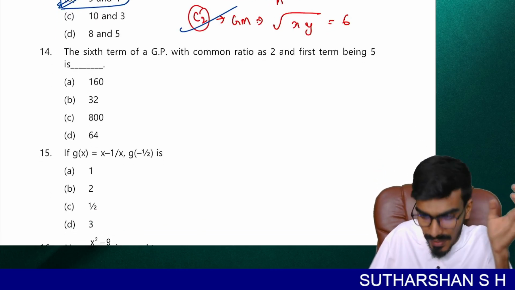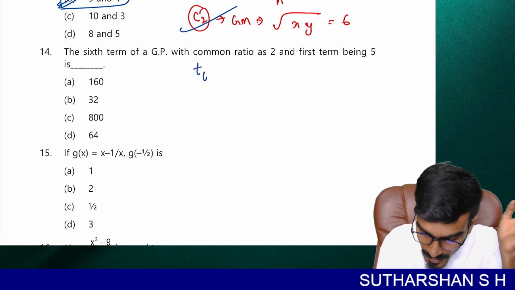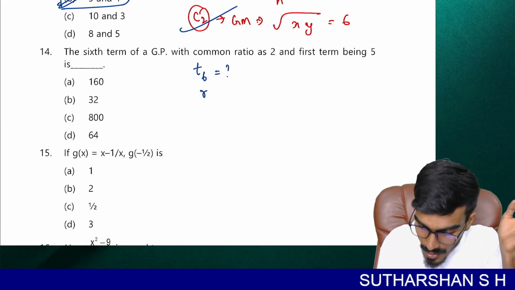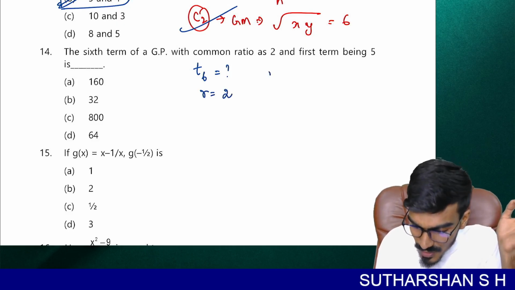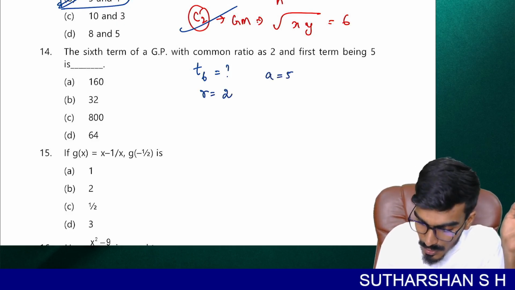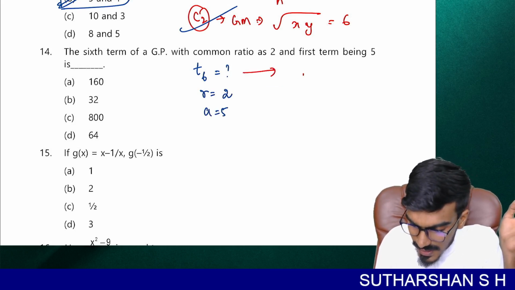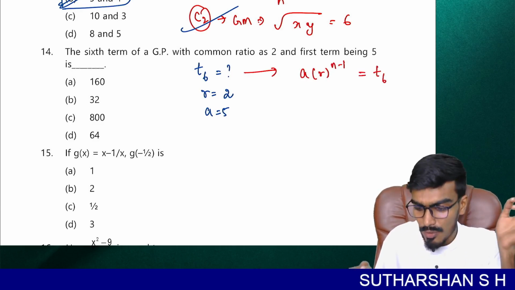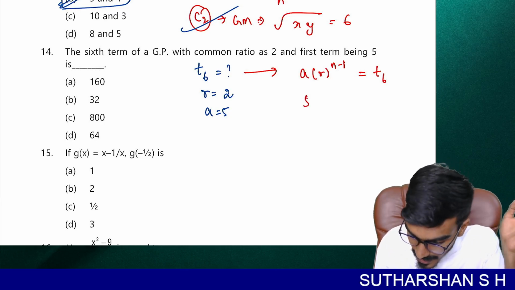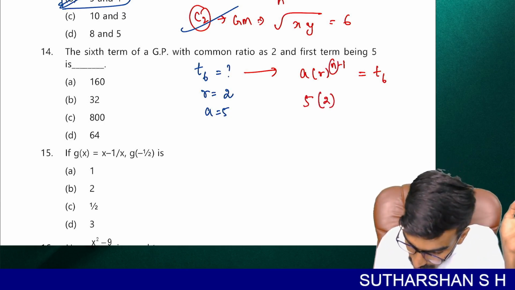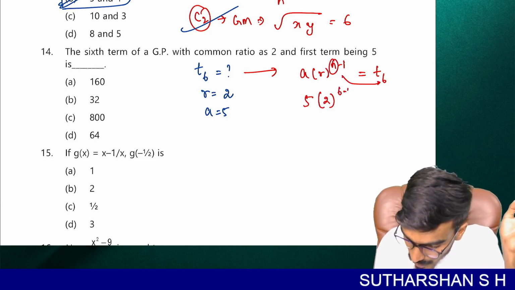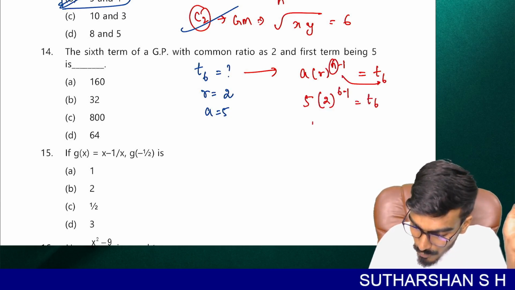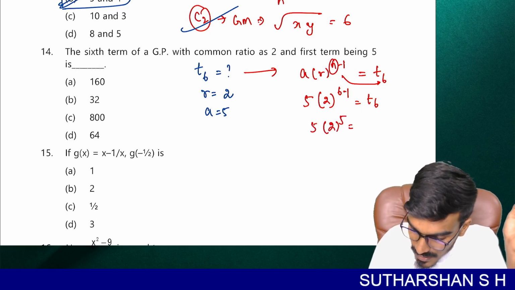The sixth term of a GP, T6, they are asking. Common ratio R is equal to 2. First term A is equal to 5. Tn can be written as A into R power n minus 1. So T6 is equal to A into R power n minus 1. What is A? A is 5, R is 2, n is 6 minus 1. So 5 into 2 power 5 is equal to T6.